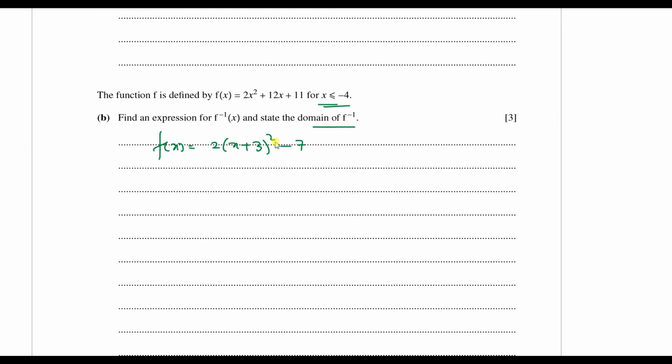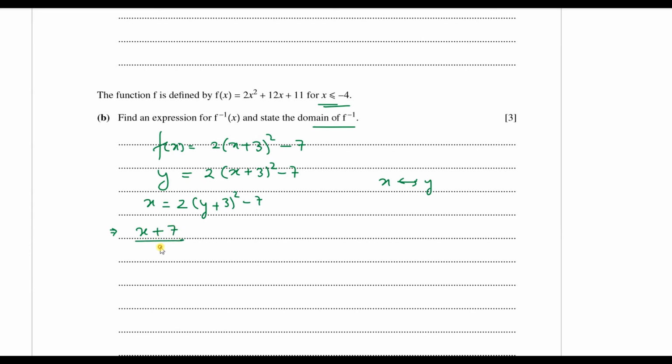So first of all, let's start to find the f inverse. There is a basic rule for that. We'll write y is equal to f(x), and it becomes y is equal to 2 times (x plus 3) whole squared minus 7. Then we can change x to y and y to x. Then you will get x is equal to 2 times (y plus 3) whole squared minus 7. And now I am going to make y the subject to find the f inverse.